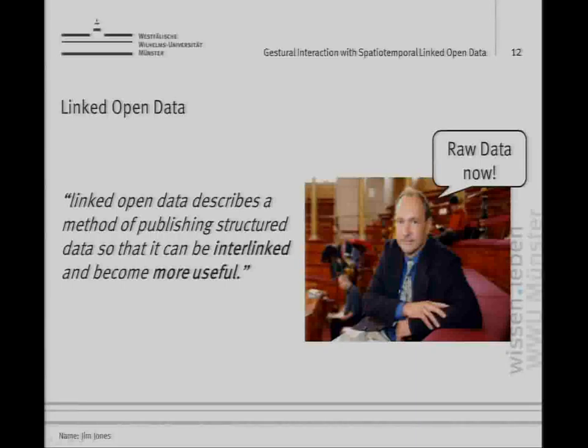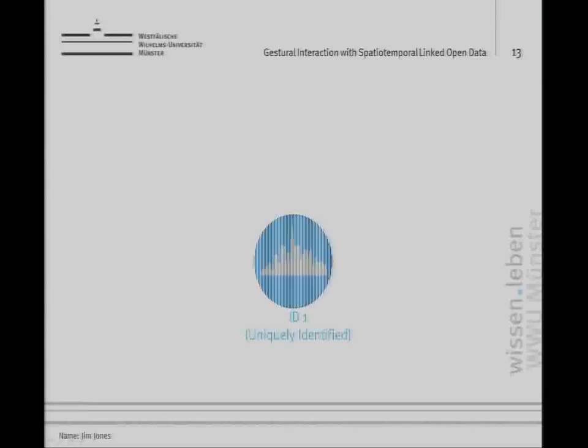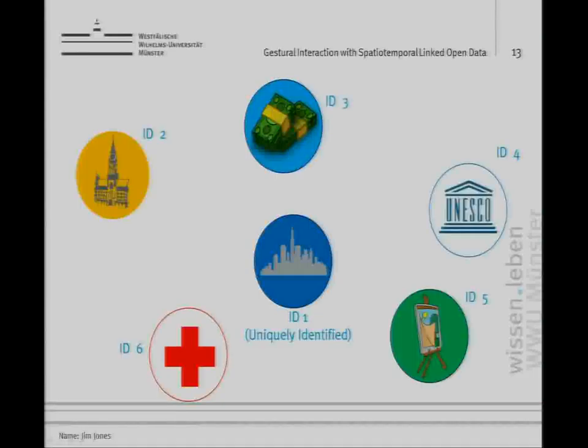So Tim Berners-Lee once said, linked open data describes a method of publishing structured data so that it can be interlinked and become more useful. What does it mean? Let's imagine we've got a data set of a city and we convert it to linked open data. It's uniquely identified, as we've seen in our previous talk. And we get information from many other sources, like churches or cultural heritage, artistic pieces, and so on. And they're all interlinked.